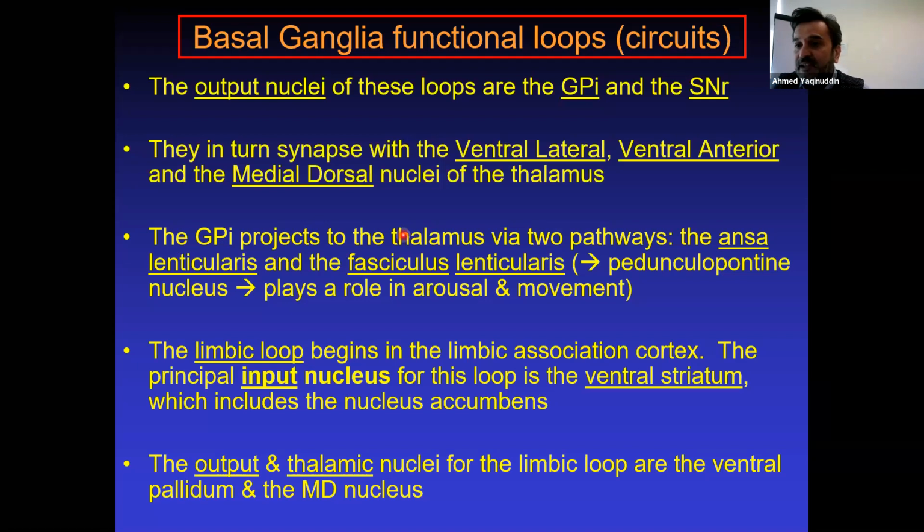The basal ganglia output is through the GPI, which is globus pallidus interna, and the substantia nigra reticulata. They are in turn going to the anterior nucleus of thalamus. Tomorrow, we are going to talk about the nuclei of the thalamus, so you would know what is ventrolateral and ventroanterior nucleus and the dorsomedial nucleus of the thalamus.